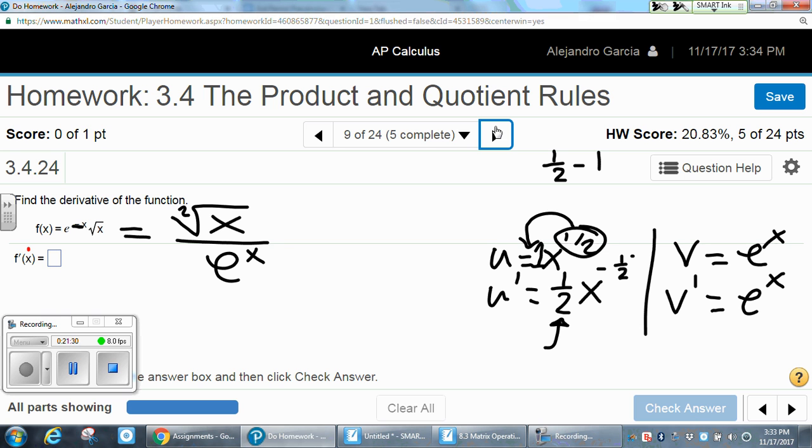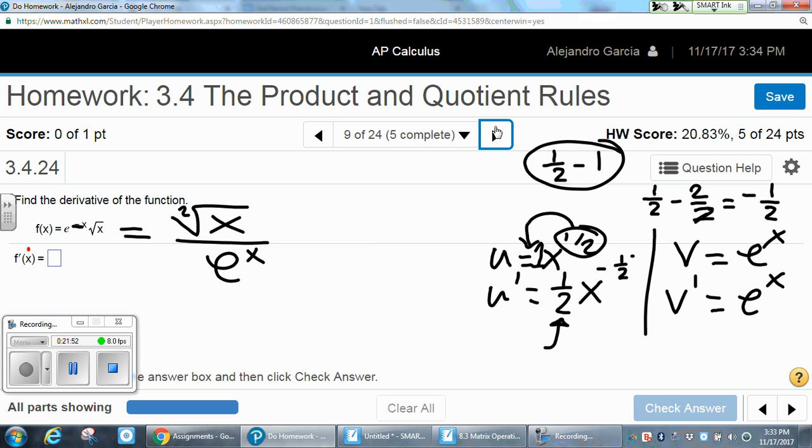Oh, okay. And then it's x, and remember, if you look right there, you have to subtract 1 from the exponent. So it's 1/2 minus 1. So it will be 1/2 minus 2/2. So it will be negative 1/2. Okay. Yeah? Yes. Okay? Thank you.